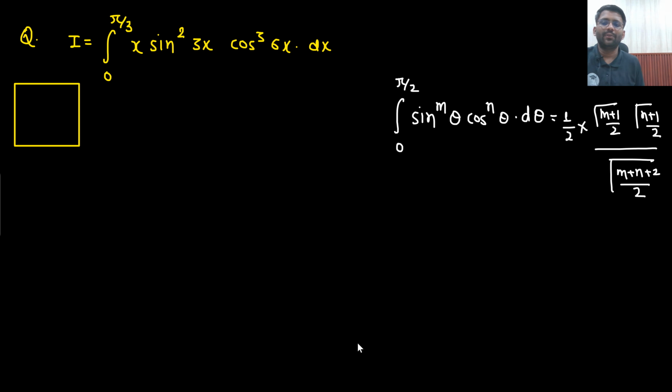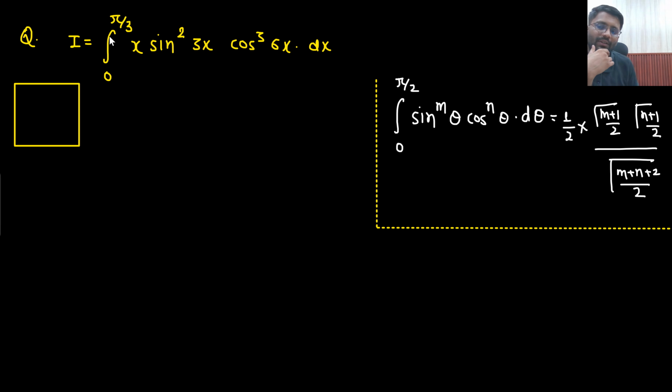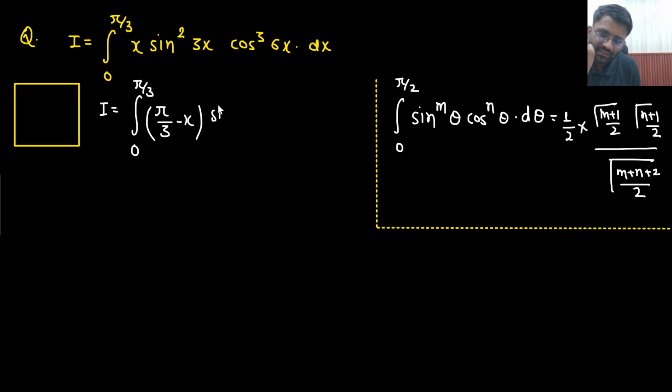So this will be actually a very good question. First of all, I need to do something for this x. If it was only theta here, then I could have done something. But first of all, I will have to do something for x. So what I will do, I would apply the King's rule now. If 0 plus pi by 3, then subtract it from x. So what I will be getting, I equals to integral 0 to pi by 3, then pi by 3 minus x sine square, subtract it from x. Whatever the limit that you have added, subtract x from it.